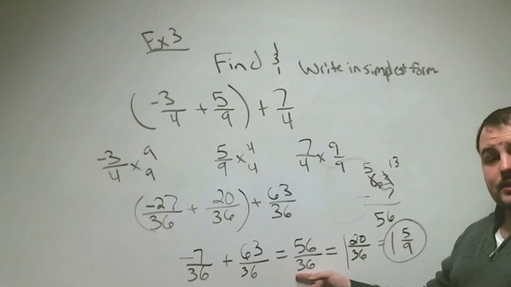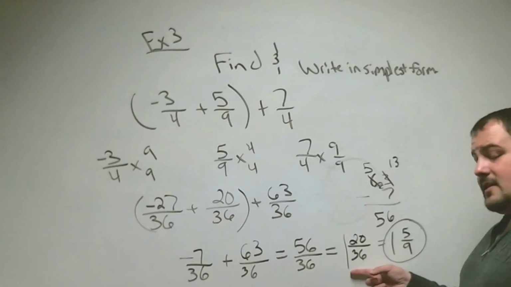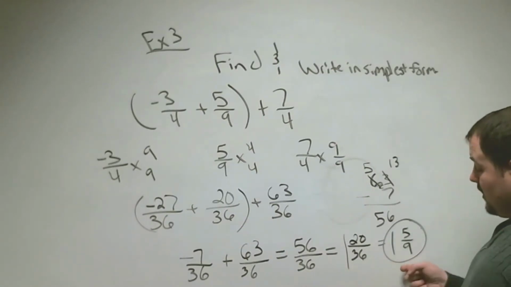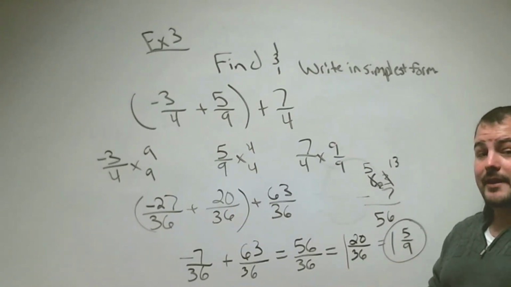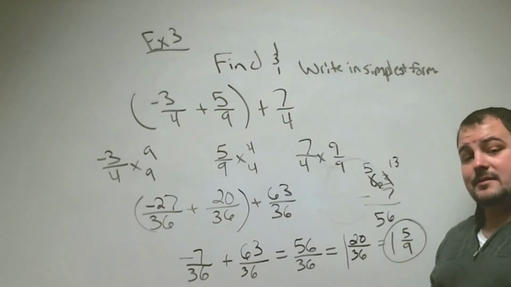So if you get this answer, that's okay, that's a C. If you get this answer, that's okay, that's a B. And if you get this answer, that's okay as well, that's an A, because that is in simplest form.